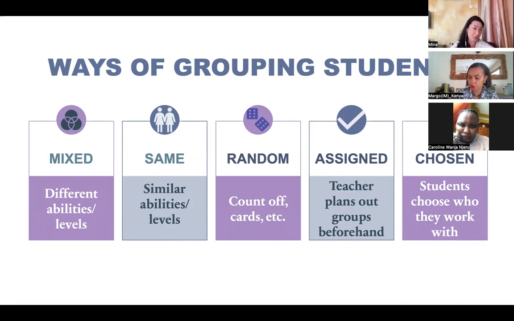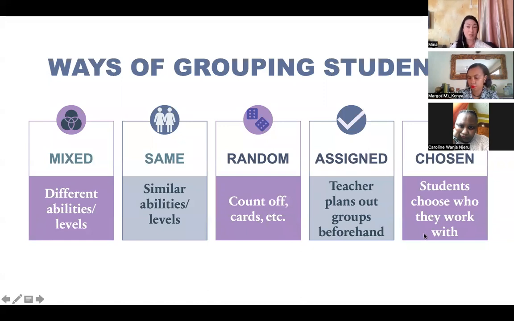Lower level groups can have an easier task. If they finish their easier task, they can go up to the harder task. Higher level groups have a higher level task, or maybe they choose. So these are two ways of mixing. And then how we create these groups can be random, right? We might say, okay, count off by fives or whatever, or we might have cards and they match their cards. Especially for similar abilities, you as a teacher might plan out the groups beforehand, saying, okay, you and you are one group, you and you are another group. That would be another way to do it.